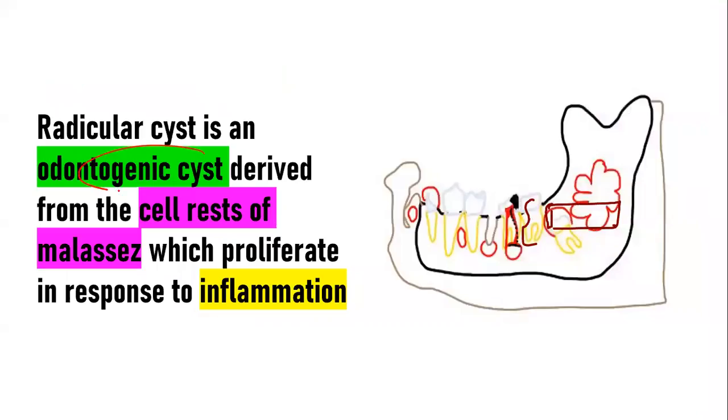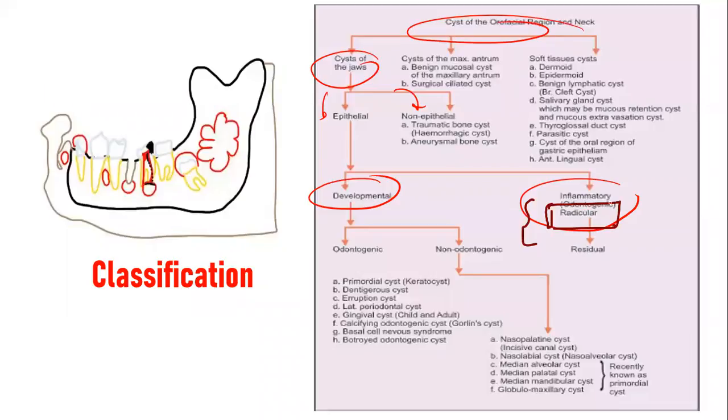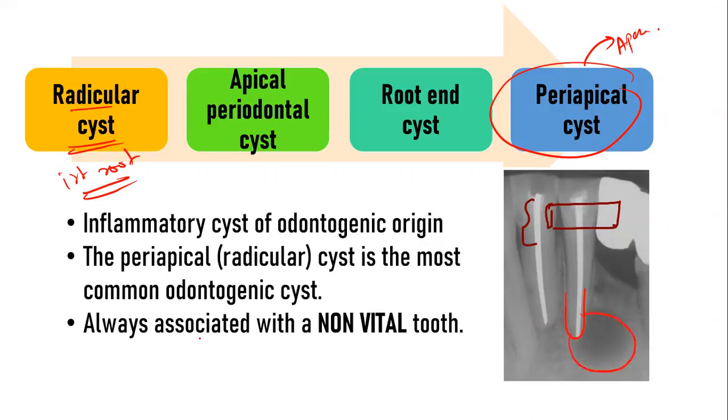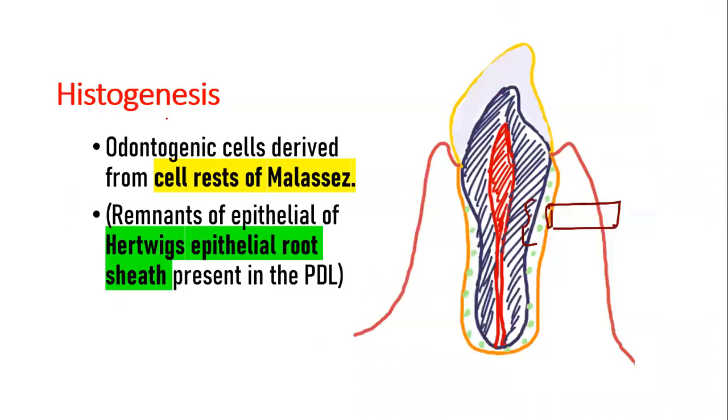So this is an odontogenic cyst derived from the cell rest of Malassez in response to inflammation. So this is an inflammatory odontogenic cyst. It is called the radicular cyst because it arises in relation to the root, and the periapical cyst because it is in relation to the apex of the root, right? In this diagram, you have the tooth root apex and a radiolucency in relation to that. It is the most common odontogenic cyst, always associated with a non-vital tooth.